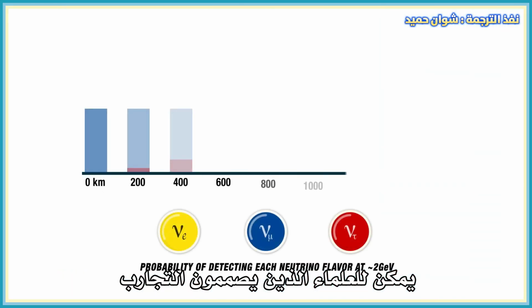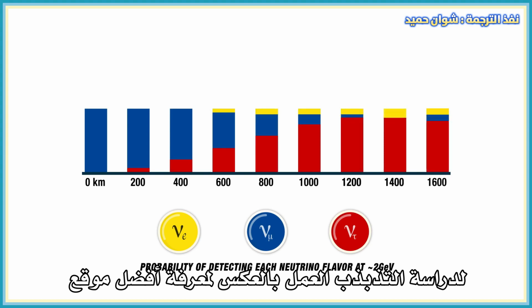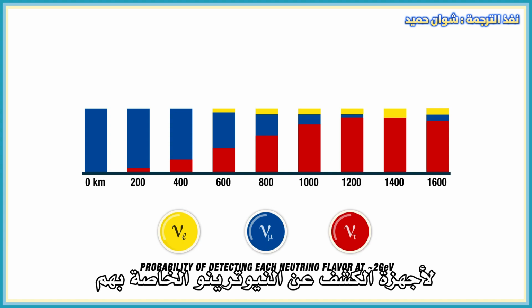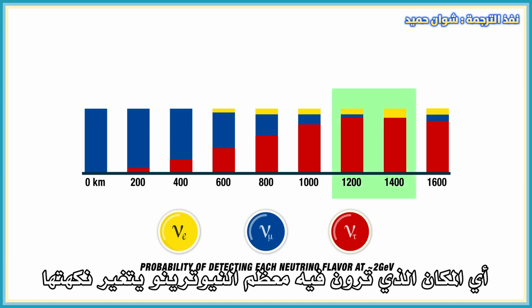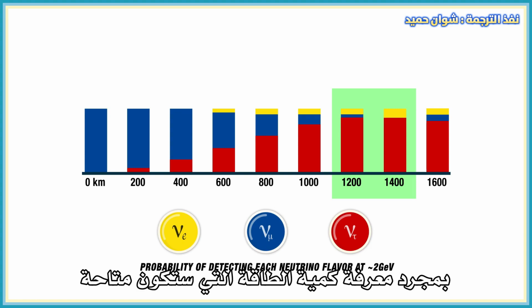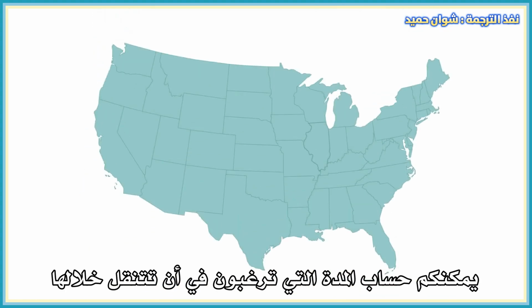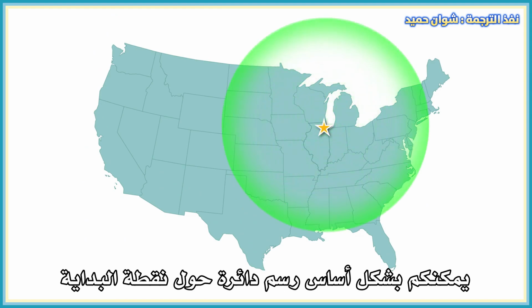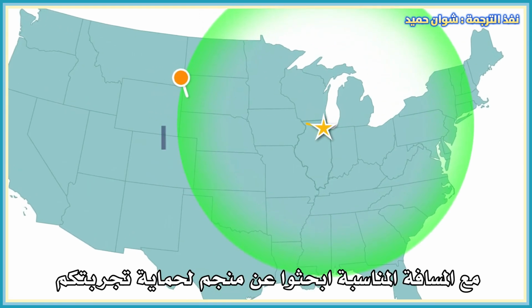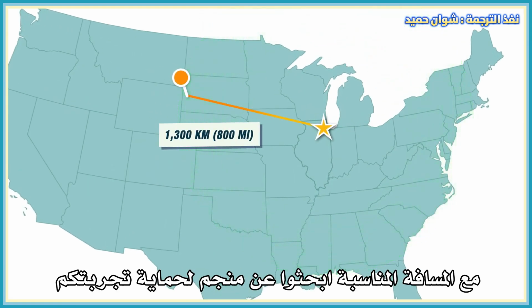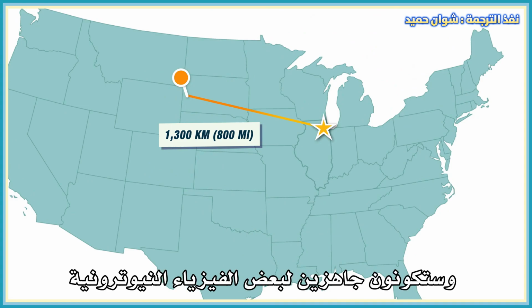Scientists designing experiments to study oscillation can work backwards to figure out the best location for their neutrino detectors. That is, the spot where they'll see the most neutrinos changing flavour. Once you know how much energy you'll have in your neutrino beam, you can figure out how long you want it to travel for. A bit of maths, and you can basically draw a circle around the starting point with the right distance. Find a mine to shield your experiment from cosmic rays, and you're ready for some neutrino physics.